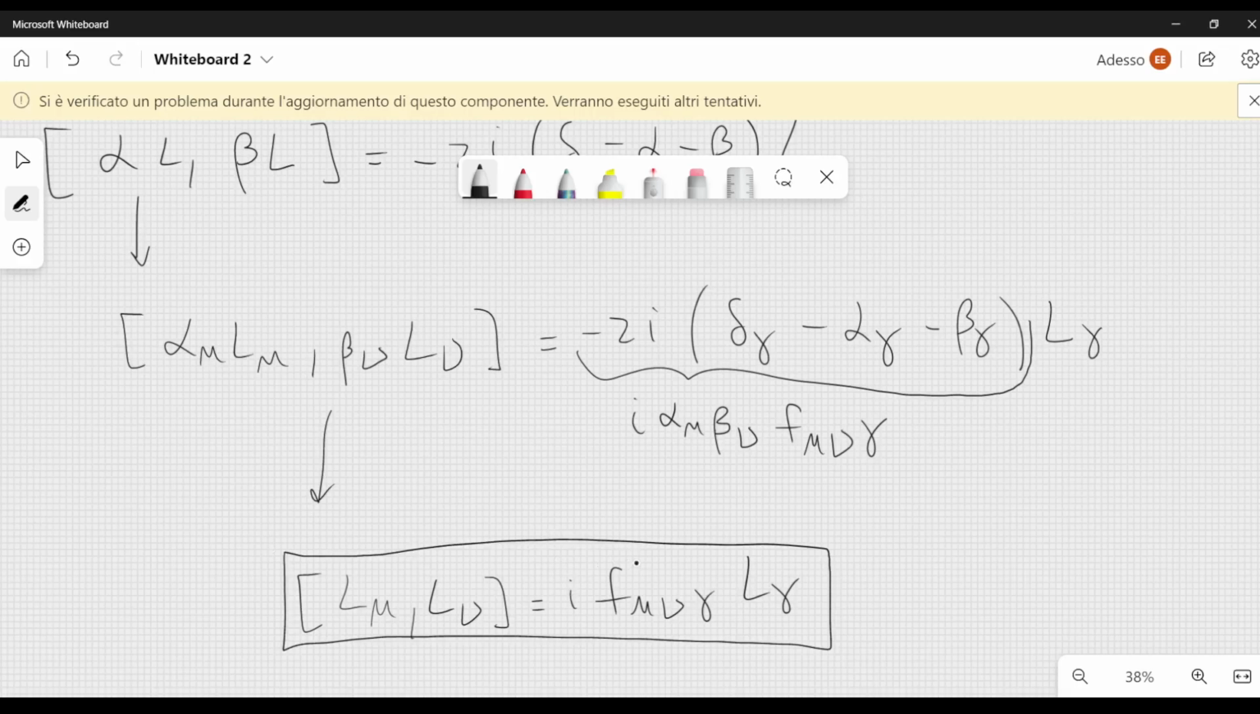And in particular, this F mu nu gamma is simply called the structure constant. So when we vary mu, nu, and gamma, these are the so-called structure constants. And for 2 by 2 matrices, this will be related. So by this, I mean these L mu and L nu, they will be related to the Pauli matrices.